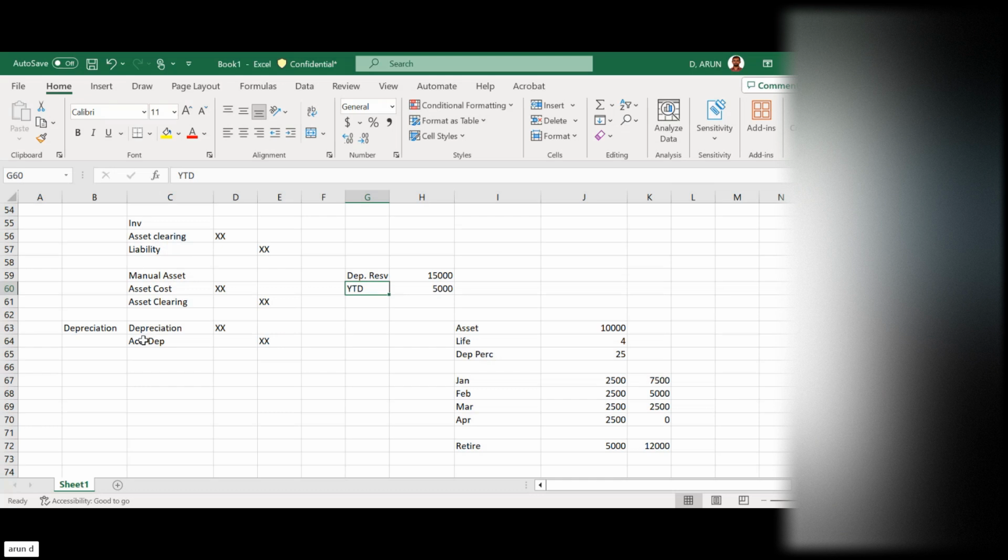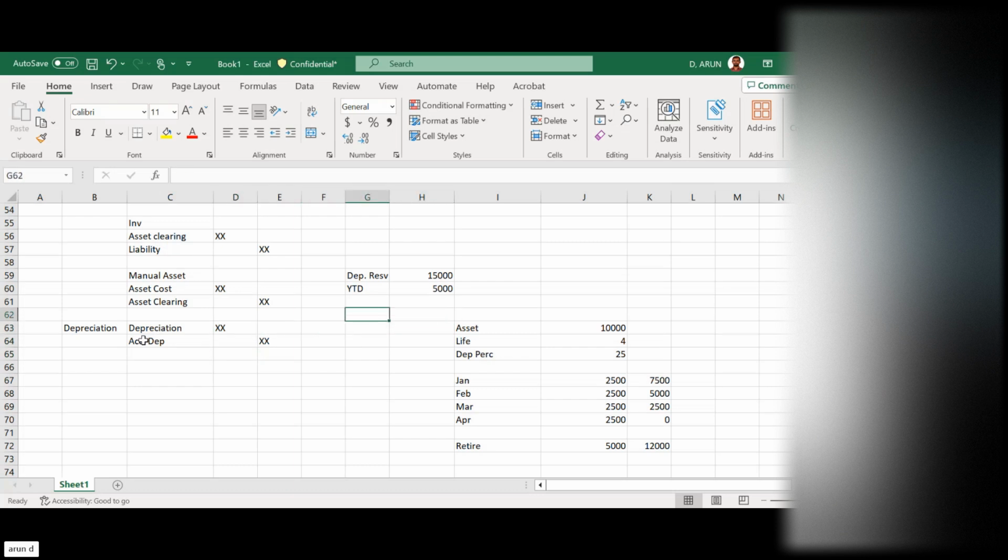Now where will you find this YTD? You will find it at the asset details. There's a section where you can refer to the assets, and there you will find the YTD and the depreciation reserve. But in terms of accounting, you will have the accumulated depreciation, nothing but the 15,000. Okay, so 15,000 would be your credit and 2,500 would be your debit.